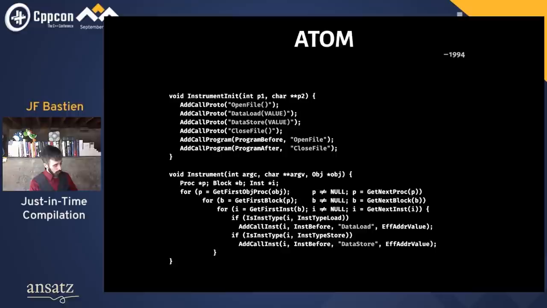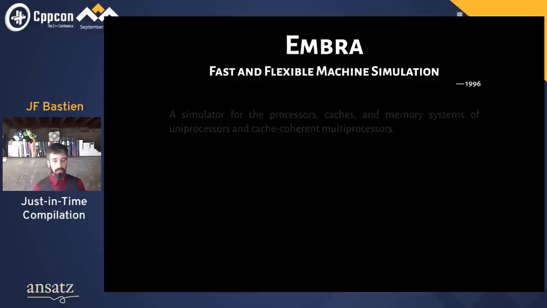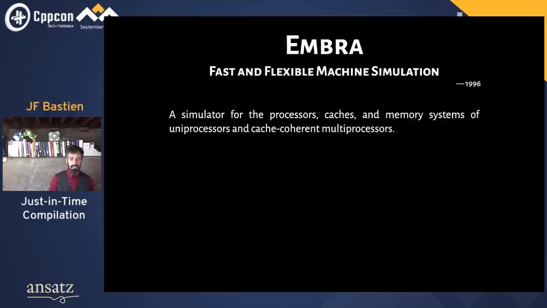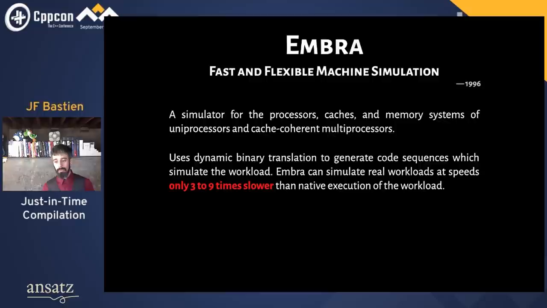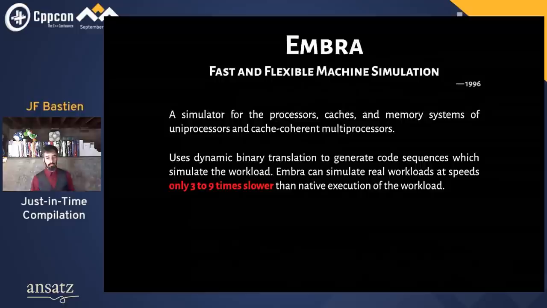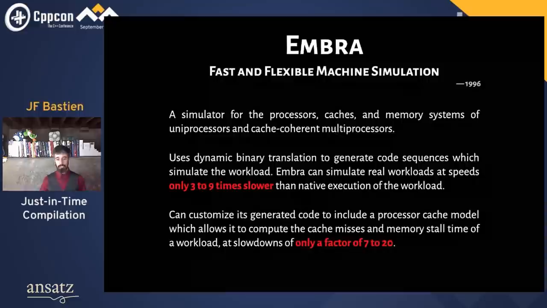There's this program called EMBRA, Fast and Flexible Machine Simulations, 1996. It's a simulator for the processor, caches, and memory system of uniprocessor and cache-coherent multiprocessors. It uses dynamic binary translation to generate code sequences which simulate the workload. And EMBRA can simulate real workloads at speeds only 3 to 9 times slower than native executables of the workloads. It can customize its generated code to include a processor cache model, which allows it to compute the cache misses and memory stall time of the workload at a slowdown of only a factor of 7 to 20.